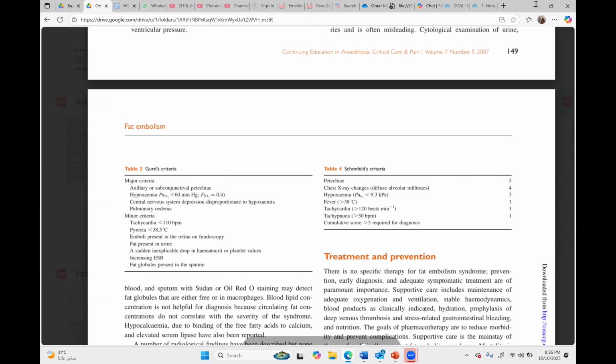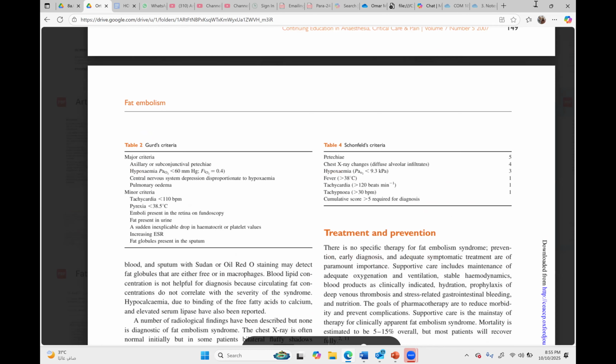Yes, actually they can ask you these criteria. So fat will be there everywhere. There is this Gurd's criteria, major criteria in which there is axillary or subconjunctival petechiae, hypoxemia, CNS depression disproportionate to hypoxemia, and pulmonary edema. And minor criteria are tachycardia, pyrexia, emboli present in retina on fundoscopy, fat present in urine, a sudden inexplicable drop in hematocrit or platelet values, increasing ESR, fat globules. So they can ask you these criteria.